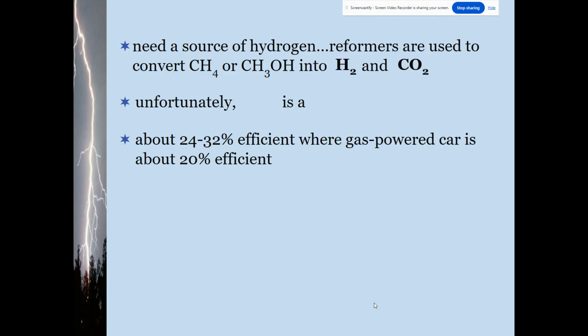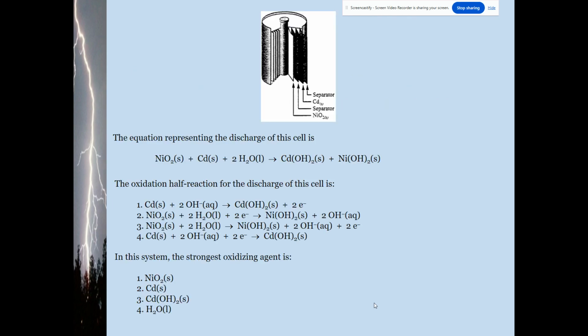Now, the only problem is, in order to form hydrogen, we usually do it by converting methane or methanol into hydrogen, and carbon dioxide is a byproduct of that. So again, we are producing some carbon dioxide, but these fuel cell vehicles are a lot more efficient than a gas-powered vehicle, 24 to 32% efficient, whereas gas-powered cars are only 20% efficient.